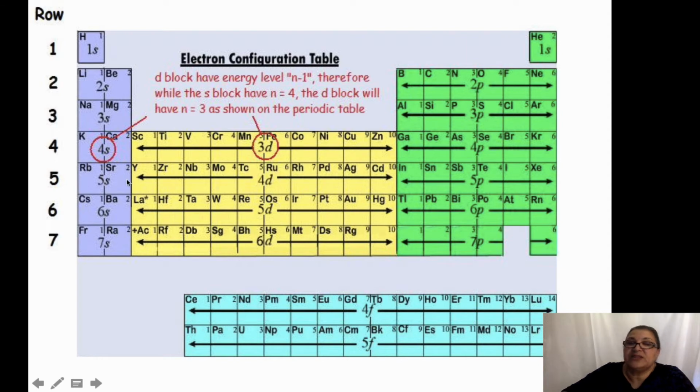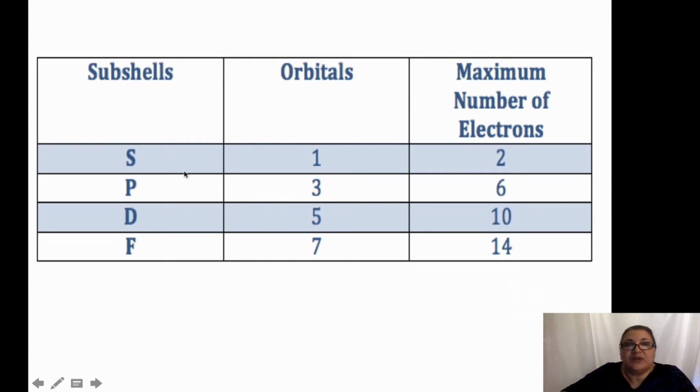So two things you need to remember. D is 1 less than S. F is 2 less, but it starts here at 6S. Okay, one more thing that you want to remember is S has a maximum of 2 electrons. We don't need to worry about the orbitals for today's assignments. P has 6, D 10, F 14 maximum number of electrons.